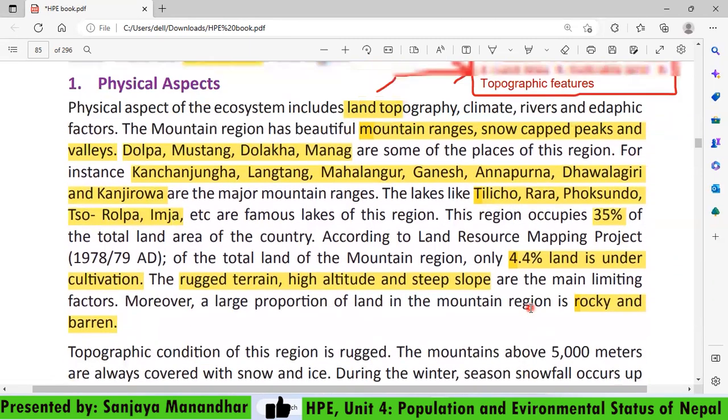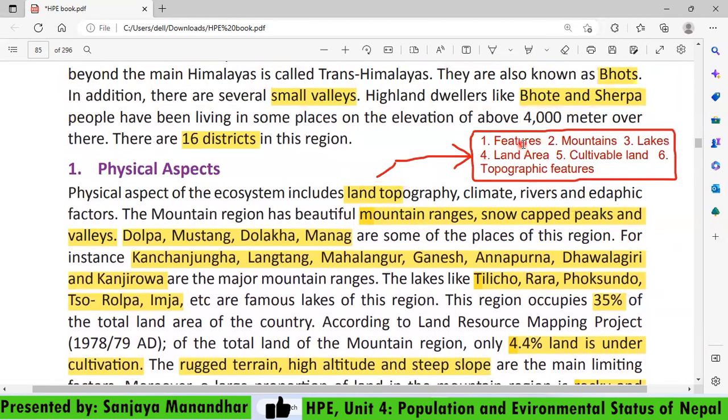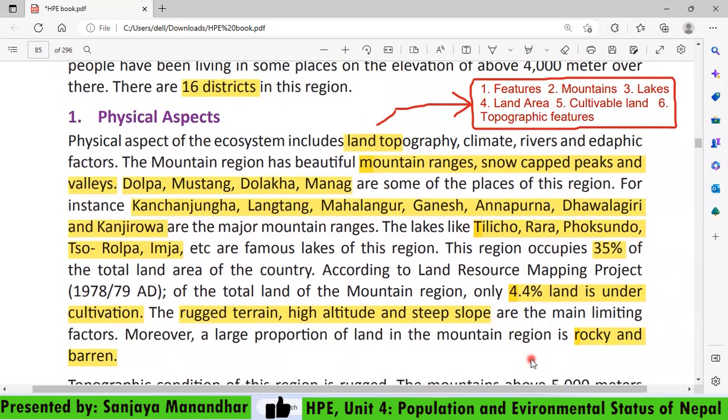So in this paragraph, what points do you have to focus on? One is feature. What type of feature? Snow-capped mountains, mountain peaks, you can write. What types of mountains are there? What types of lakes? And land area coverage, 35%. Cultivable land, 4.4%. Topographic features: rocky, barren, steep, rock terrain, high altitude. So in this way, when you read this chapter, you have to take notes in points, write it in your note, and remember them.